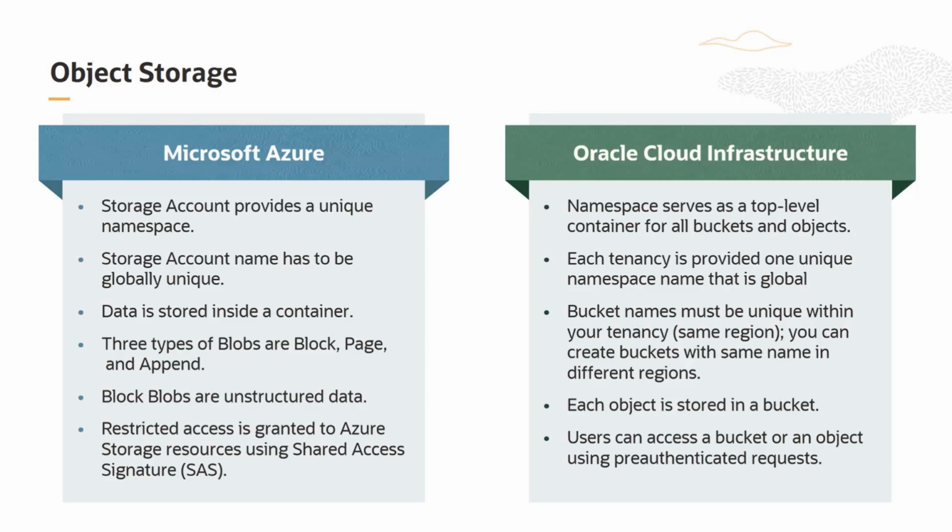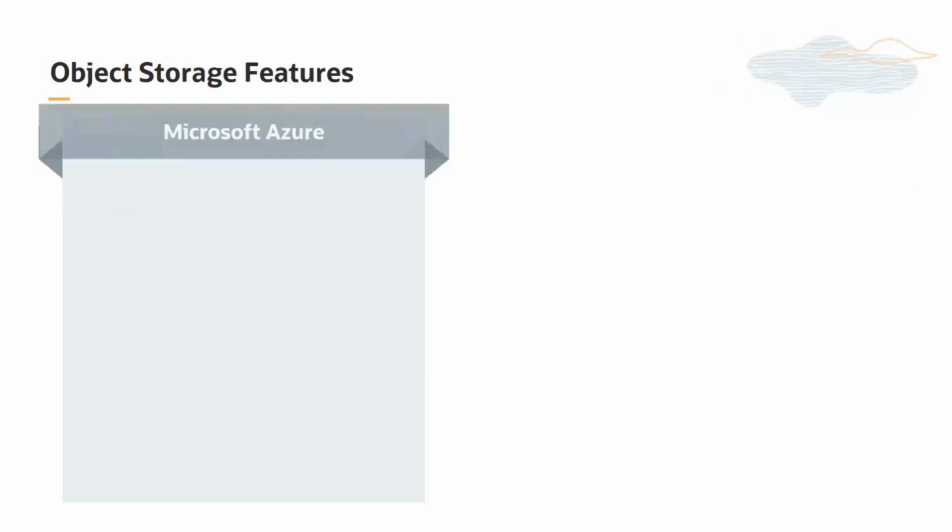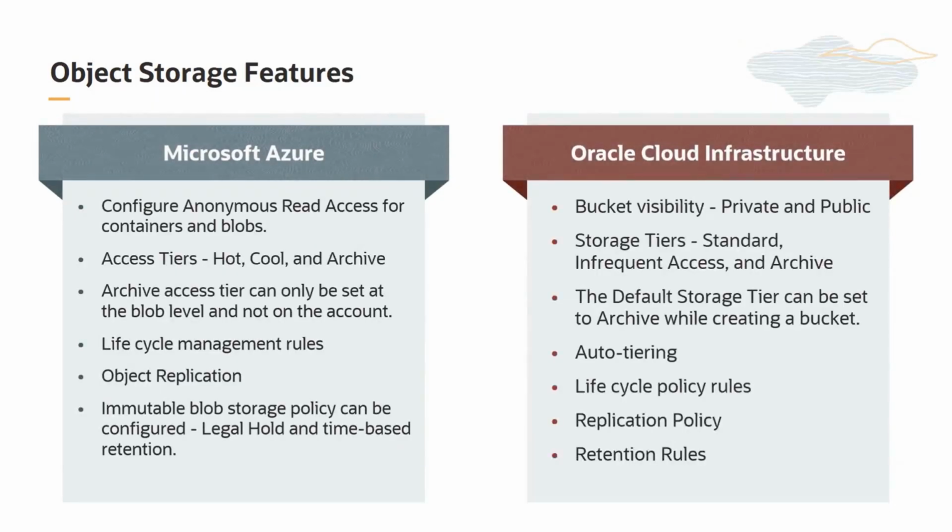In OCI, namespace serves as the top-level container for all the buckets and objects, and each tenancy is provided one unique namespace name that is global. Within each region in your tenancy, bucket names must be unique. However, you can create buckets with the same name in different regions. After you create a bucket, you store data inside it. In OCI, you have pre-authenticated requests, using which your users can access a bucket or an object without having their own credentials. Let's have a look at some of the object storage features.